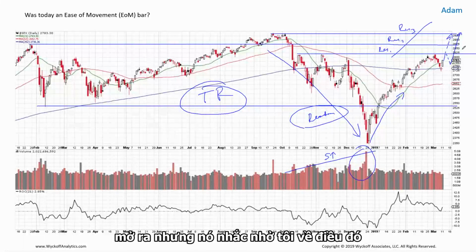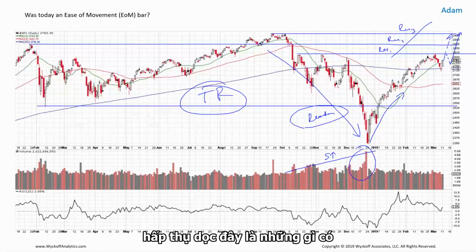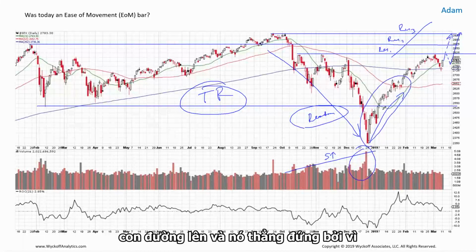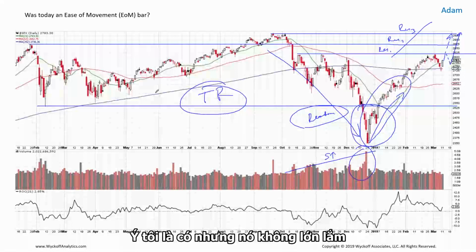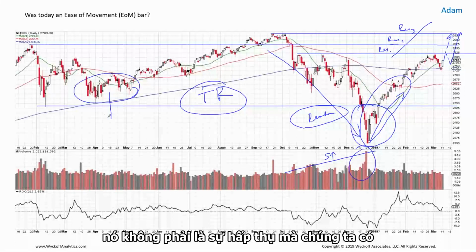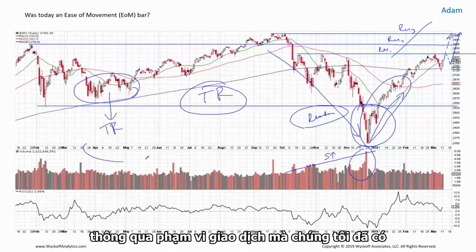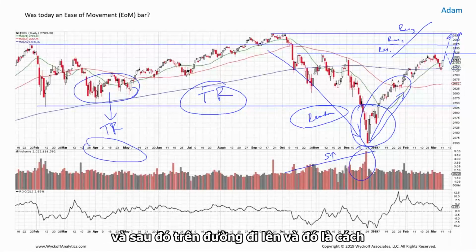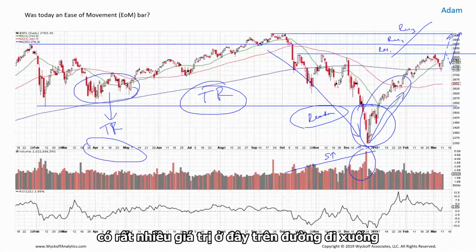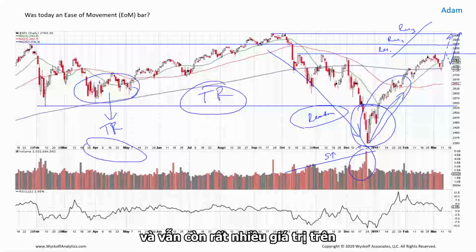But it reminds me of that vertical absorption. This is what has happened here. There is an absorption on the way up, and it's vertical because there is no trading range here. I mean, there is, but it's not that big. It's not the absorption that we have through the trading range that we've had in April, May. It's more on the way down and then on the way up. And that's how the B bottoms are being created. There is so much value here on the way down, and there is still so much value on the way up.